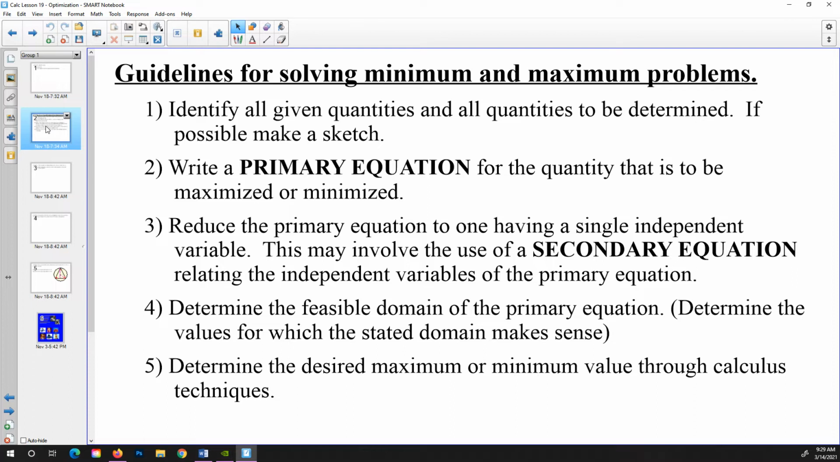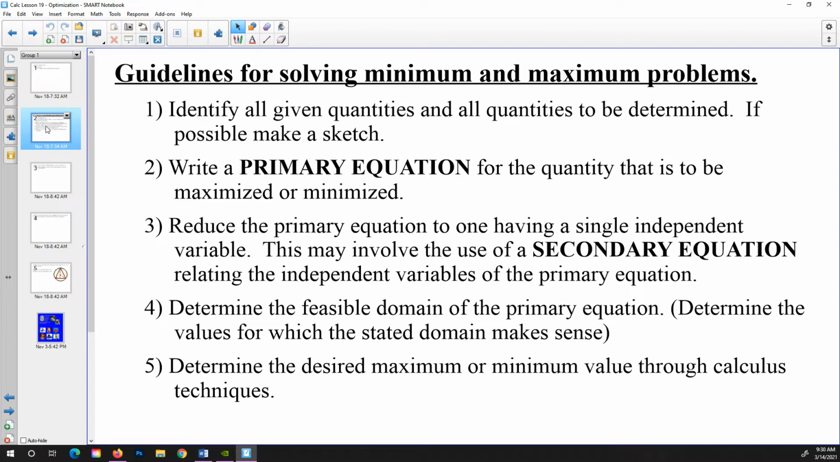So first, what we want to do is start talking about just some general ideas and some general guidelines, because you can't follow these rules step for step, but they give you an idea of what you want to do as you move forward. And the first thing you want to do is identify all of the given quantities and all the quantities that need to be determined. If possible, then make a sketch. You want to write a primary equation for the quantity that is to be maximized or minimized.